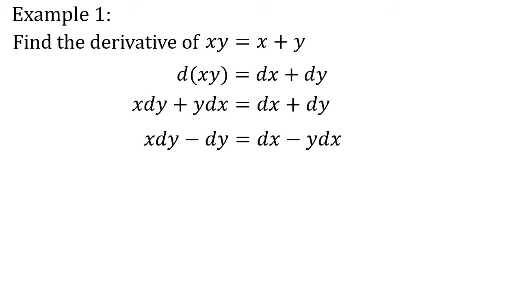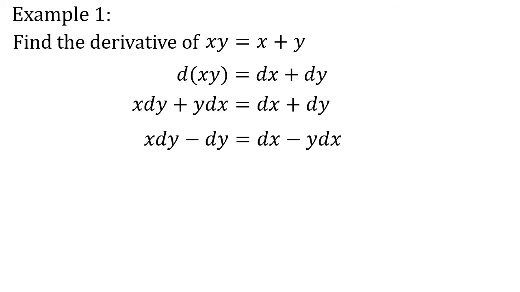So write the like terms together. We are going to write the terms with dy together and the terms with dx together. The terms with dy will be on the left side of the equation. The terms with dx will be on the right side of the equation. Why? Because in our final answer, on the left side we're going to have dy over dx. Okay?